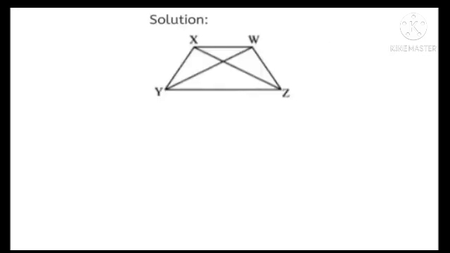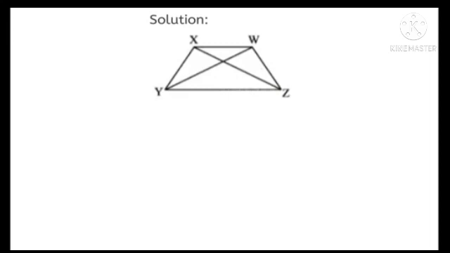So we draw the quadrilateral which is asked in the question. We are told to draw quadrilateral XYZW. So accordingly, we have drawn quadrilateral XYZW, and then we have also drawn the diagonals. So the first question is the pairs of opposite angles.